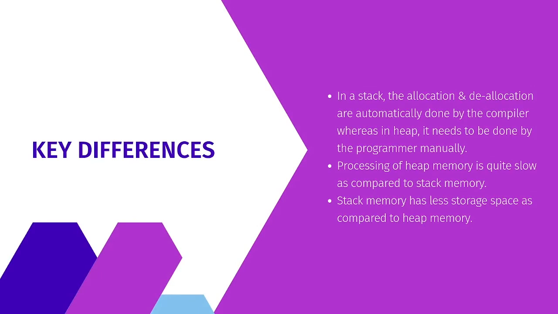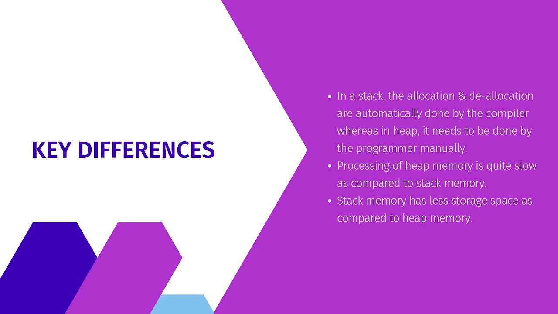Let us move on to the key differences between stack and heap memory. In a stack, the allocation and deallocation are automatically done by the compiler, whereas in heap, it needs to be done by the programmer manually. Processing of heap memory is quite slow as compared to stack memory. Now that is very evident from the next point, that is, stack memory has less storage as compared to heap memory. Therefore, the processing is also quite fast in stack memory as compared to heap memory.